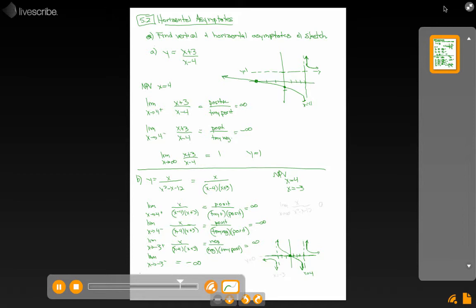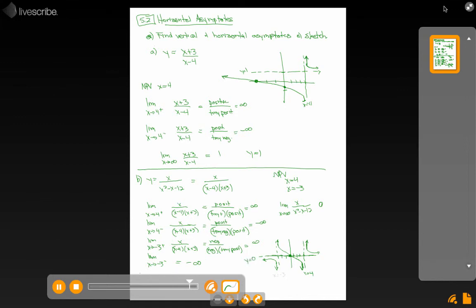Now if you find the limit as x approaches infinity of this function, x over x squared minus x minus 12, you might start by dividing everything by x squared, but you'll soon discover that when the degree is bigger on the bottom than it is on the top, your horizontal asymptote is at y equals 0. And so as I approach positive infinity or negative infinity, I have an asymptote at y equals 0.